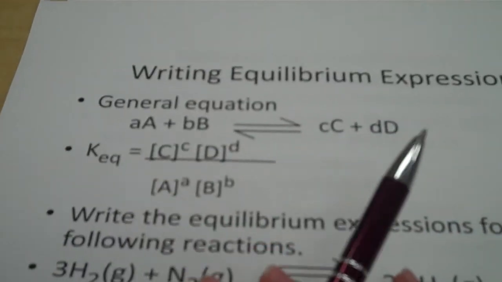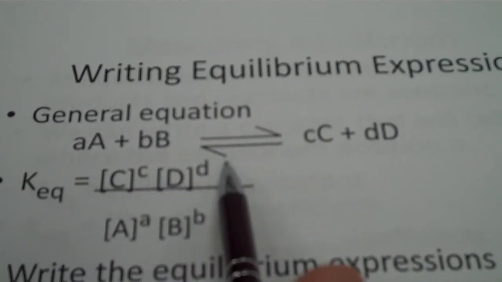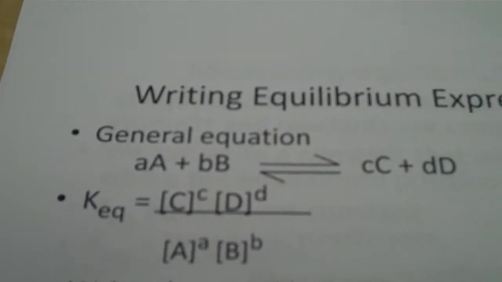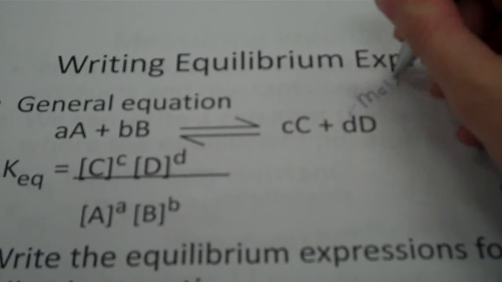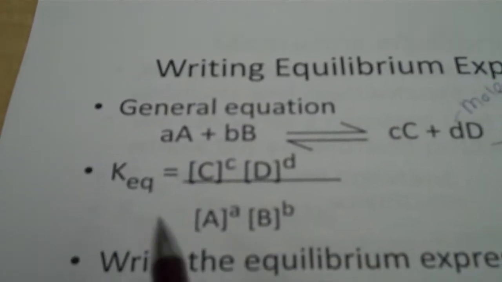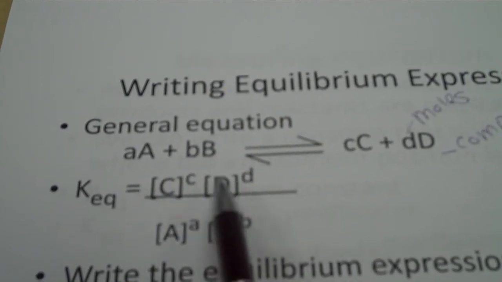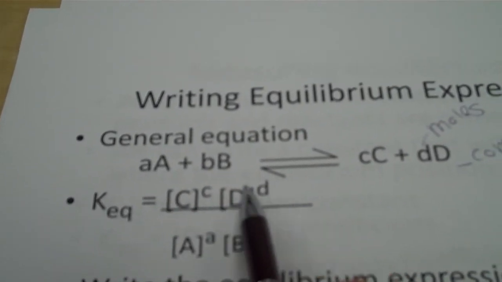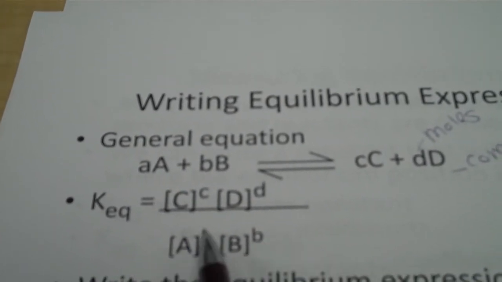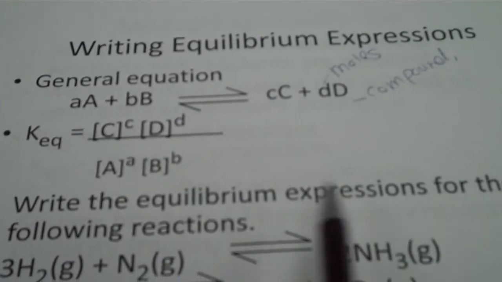All right, let's look at this. Here again is our general equation. We have little a, big A, plus little b, big B, and then our forward and backwards arrows, and then little c, big C, plus little d, big D. The little ones mean moles, and the capital ones simply mean the component or compound we're talking about. Here's how we would calculate the equilibrium constant. It equals the products, so the concentrations of C and D in brackets, raised to their moles, all over the concentrations of A and B, your reactants, raised to their moles. Now let's write the equilibrium expression for the following reactions.